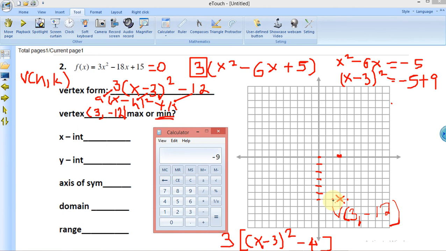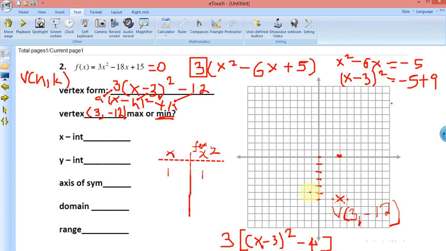Okay, and don't forget the vertex: this is minus 12 here. This is minus 10, and this is minus 8 here. So minus 9 is in between. So this is minus 9 here. Okay, so this is 3, and this is 2 against minus 9.